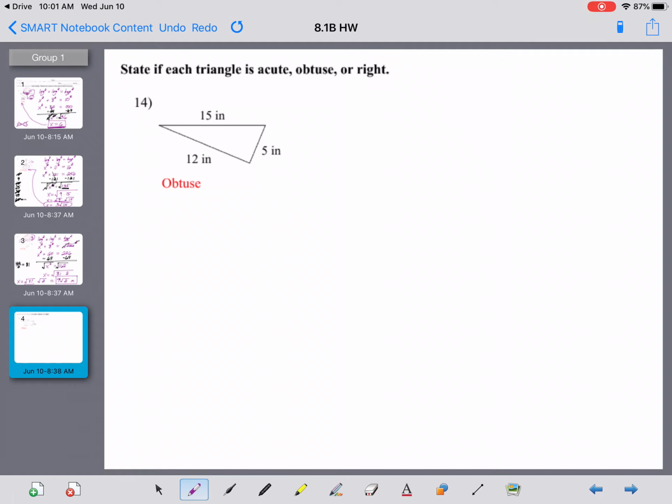And then let's talk about this one. The directions changed on 13 through 16. We're no longer finding the missing side because they already gave us all 3 sides. But we've got to state if each triangle is acute, obtuse, or right. In our notes, everybody, the word that we used right here was classify. So this is using theorem 8.2, if I'm not mistaken, which is the converse of the Pythagorean theorem.